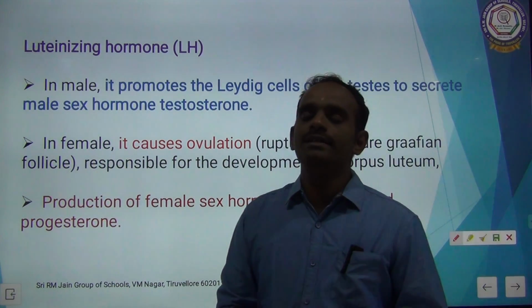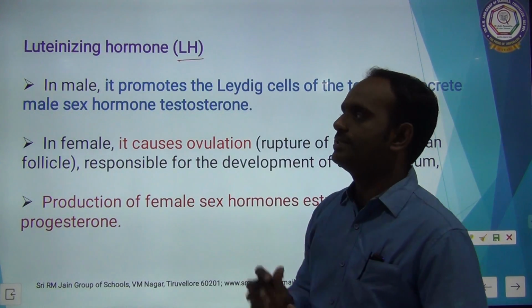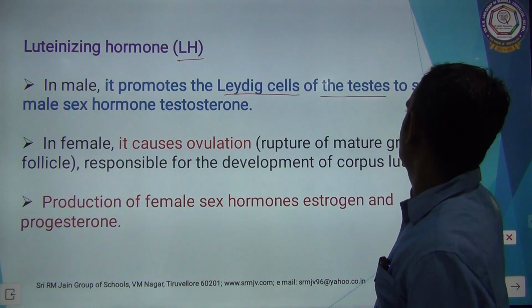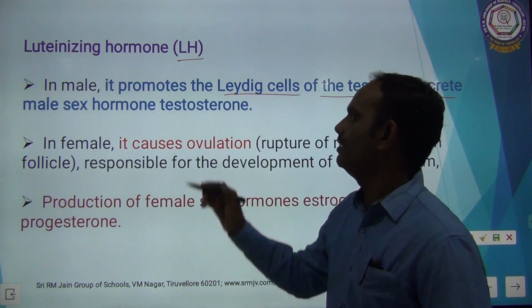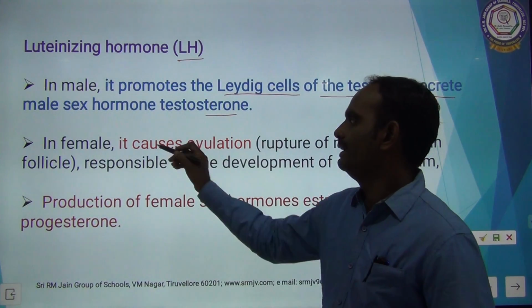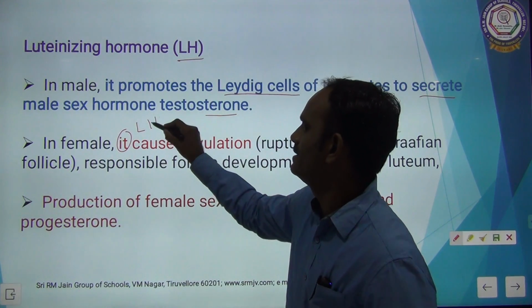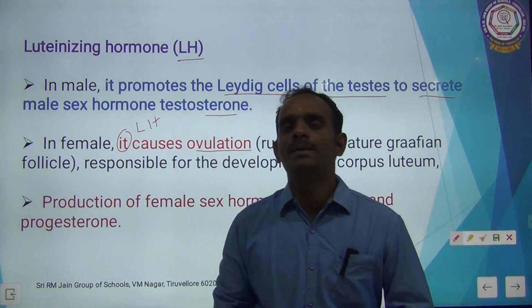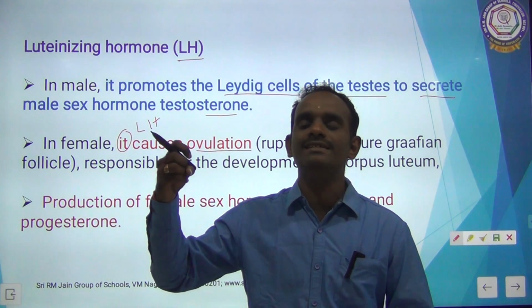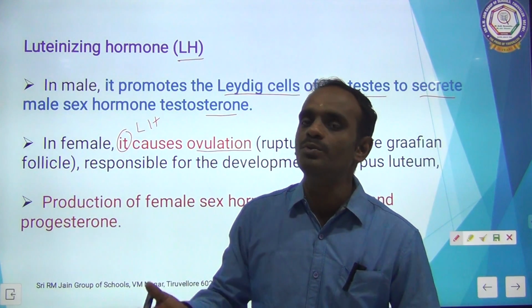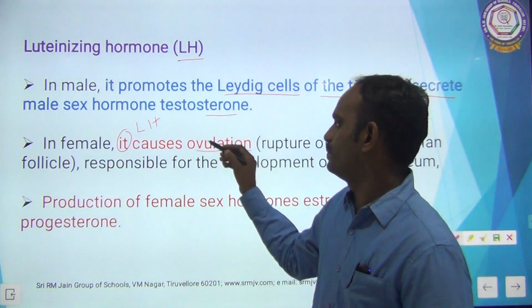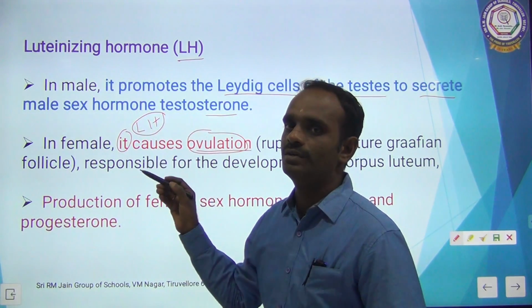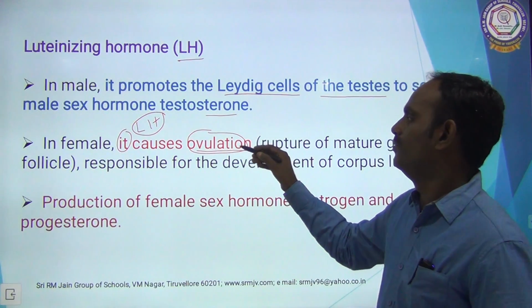Then luteinizing hormone, in short LH. In male, it promotes the Leydig cells of the testis to secrete the male sex hormone called testosterone. In female, LH, luteinizing hormone, causes ovulation. What is ovulation? The rupturing of Graafian follicles to release the mature ovum or secondary oocyte is called ovulation. This process is initiated by LH, luteinizing hormone. This hormone causes ovulation.